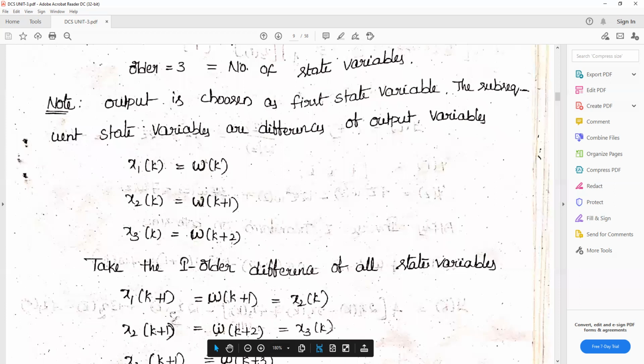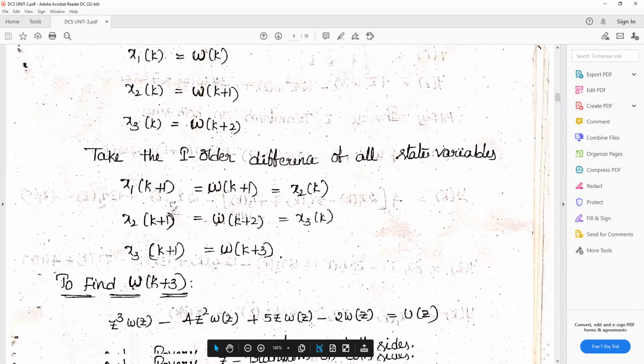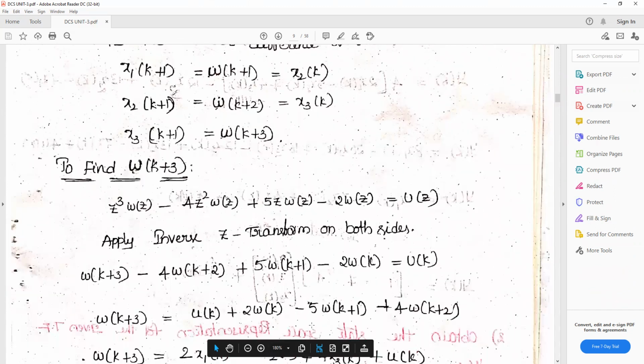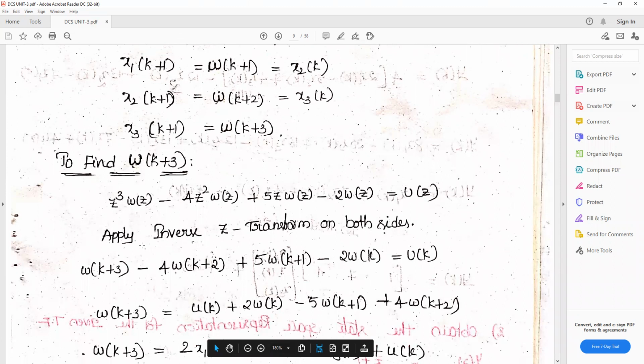Here we have only 3 state variables. Why? The order of the system is 3. So only w of k plus 2 is equal to x3 of k. So substitute all the values. So what is w of k plus 3? Z cube omega of z minus 4z square omega of z plus 5z omega of z minus 2 into omega of z is equal to u of z. So in this, the z domain is converted to the k domain.